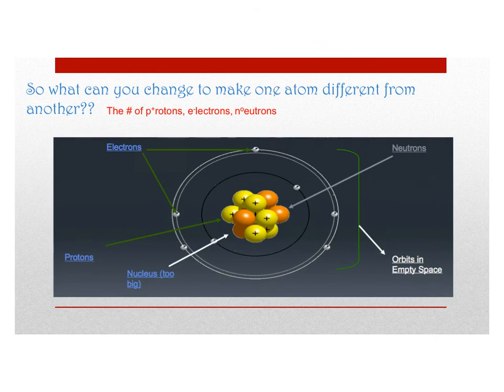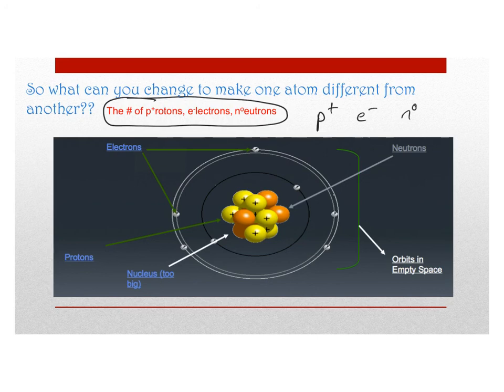If that's how the particles are different, the question then is, what could we change to make one atom different from another? Well, we could change the number of protons, electrons, and neutrons. There are little abbreviations we use: P+ for protons, E- for electrons, and sometimes N0 for neutrons, indicating what the particle is and its charge.